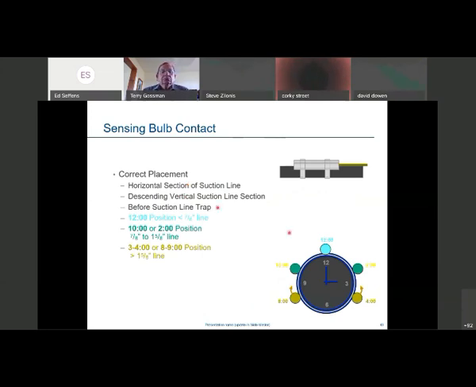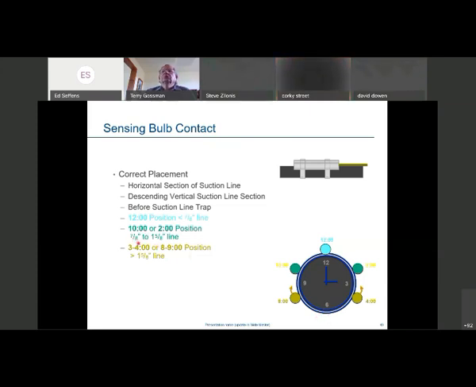Again, the size of line you're working with will determine the best location for the bulb itself. For anything under 7/8, the best location for the bulb, I would think, is the 12 o'clock position. The reason for that is that with the refrigerant coming back from the evaporator, you're going to have a possible pool of liquid oil at the bottom of the suction line, and that could create a false reading if our bulb was located down at the bottom.